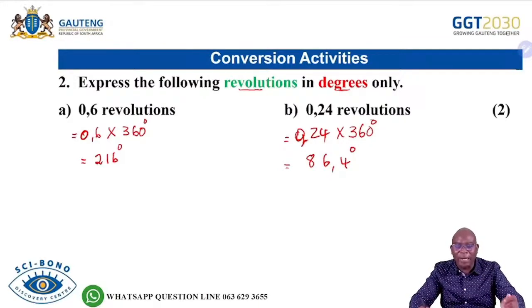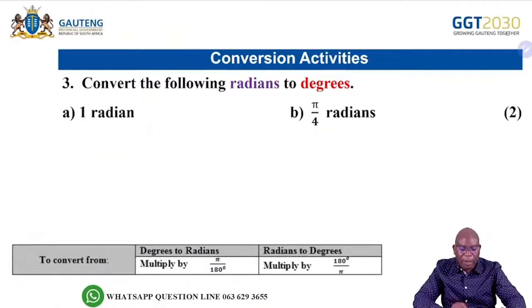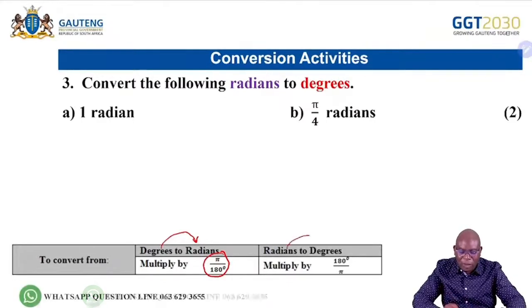Now you've got 1 radian. So 1 radian is given. And you want to find out how you change the radians to degrees. To convert that, I've given a table there. You can see the table at the bottom. If you're going to convert from degrees to radians, we must multiply by pi over 180 degrees. If I want to change from radians to degrees, then I must swap the 2, and then I must multiply by 180 degrees over pi. I'm going to show you this.